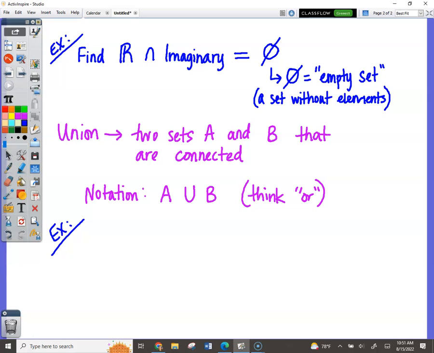Sets A and B that are connected. Or you could think combined or gathered together. The notation is what looks like a horseshoe, or as I like to think of it, where do you think I'm going with this? A U. A giant capital U without the tail. That's how you remember union. You need to think of the word or.